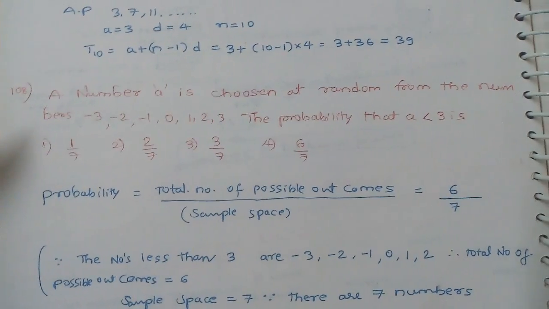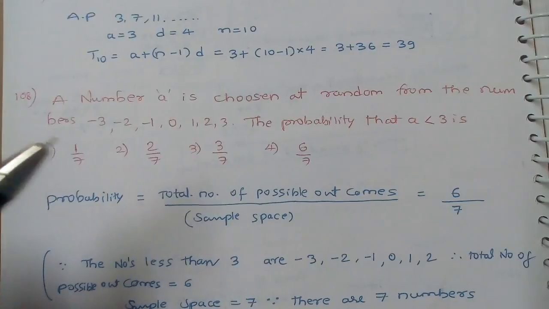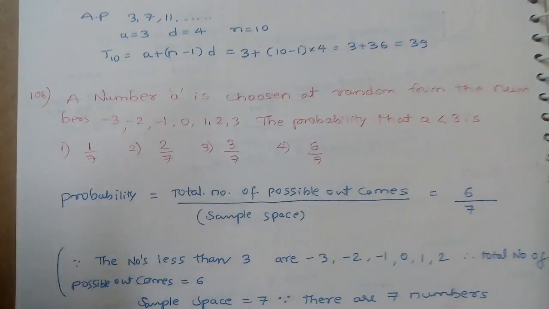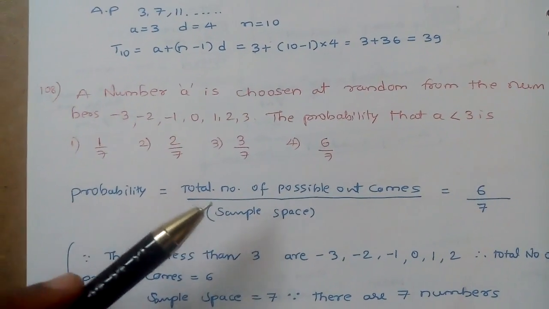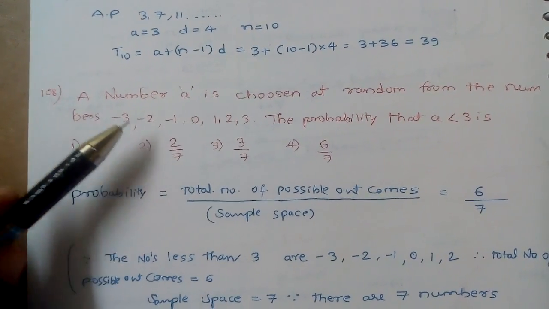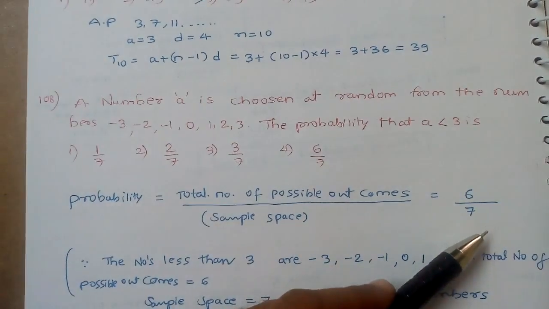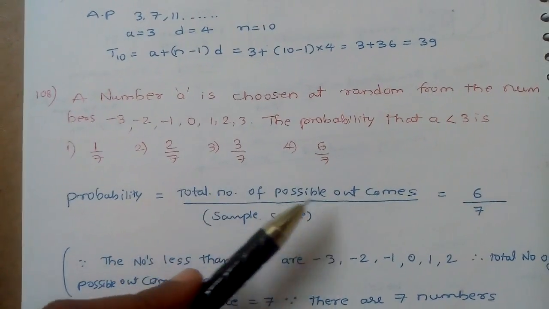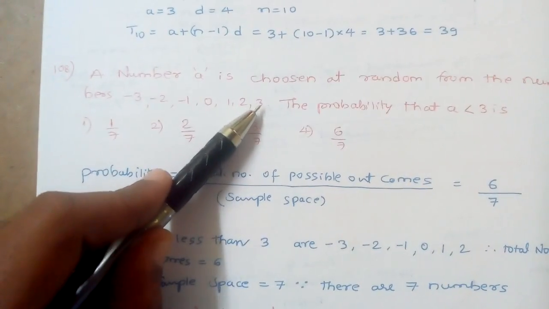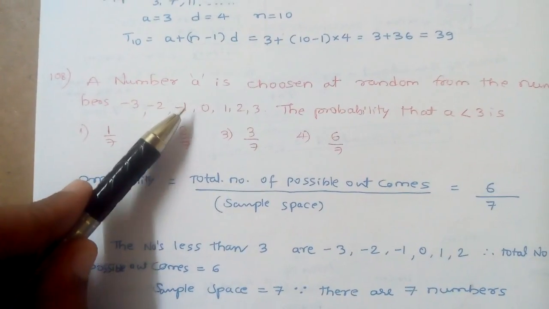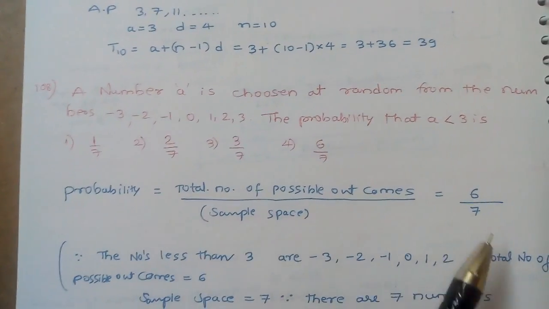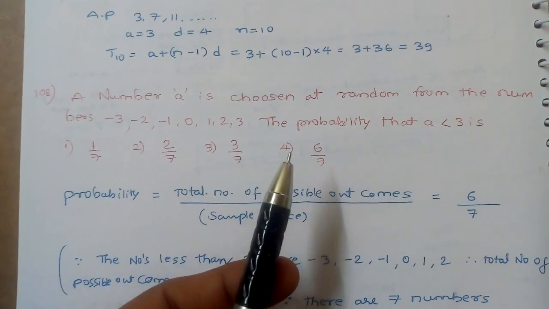A number a is chosen at random from the numbers minus 3, minus 2, minus 1, 0, 1, 2, 3. The probability that a is less than 3. So probability is the number of possible outcomes divided by the sample space. The sample space is nothing but how many digits they have given: 1, 2, 3, 4, 5, 6, 7 values. That is the sample space. The total number of possible outcomes which are less than 3, excluding this 3 value: minus 3, minus 2, minus 1, 0, 1, 2. These 6 terms are there. These are the total number of possible outcomes. So the answer is 6 by 7. So the answer is option 4, 6 by 7.